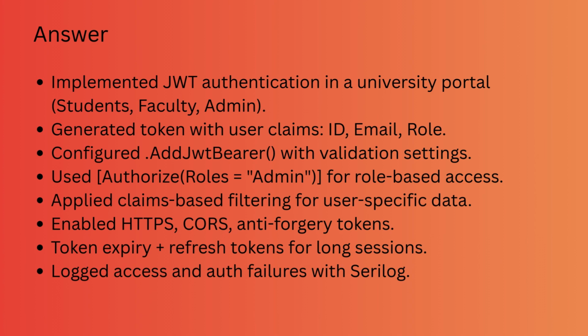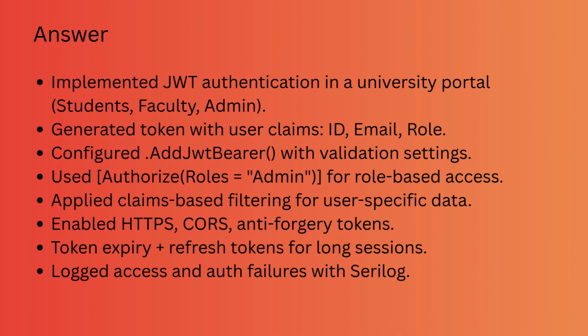Step 2. Role-based access control. Each user is assigned a role, say student, faculty, or admin, and we embed this role directly inside the token at login. On the API side, we restrict access using attributes. For example, if we want a particular endpoint to be accessible only by admins, we decorate it with Authorize for users with the admin role. This way, anyone who doesn't carry that role claim in their token, say a student, gets blocked automatically.